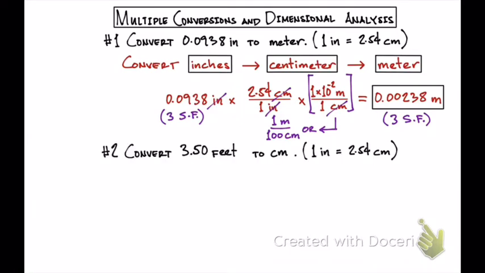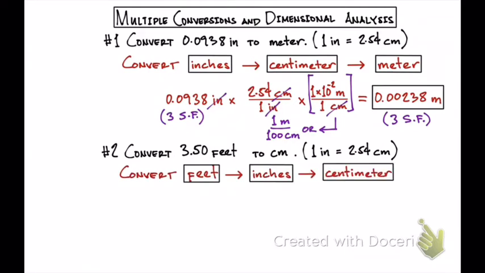All right, looking at this second example here, how would you convert 3.50 feet to centimeters? So again, we don't have a direct relationship, or at least we're not given a direct relationship between feet and centimeters. But what we know is 1 inch is equivalent to 2.54 centimeters. If 1 foot is equivalent to 12 inches, then we can convert feet to inches first, and from inches to centimeters. So that would be the approach here. Convert from feet to inches, and then from inches to centimeters.